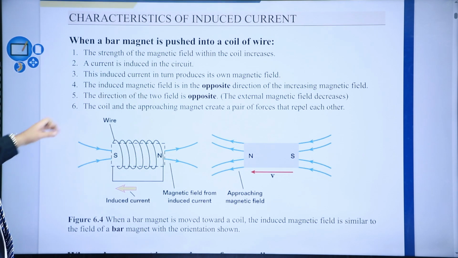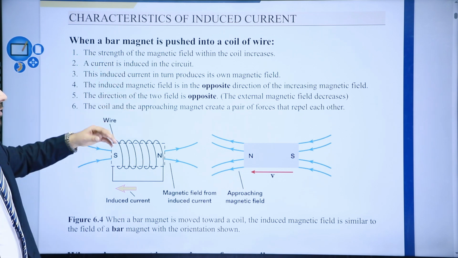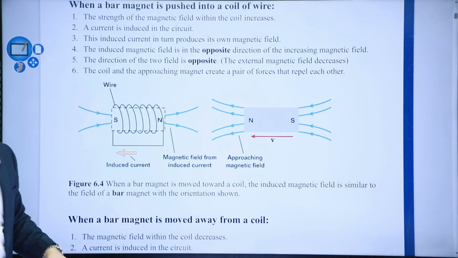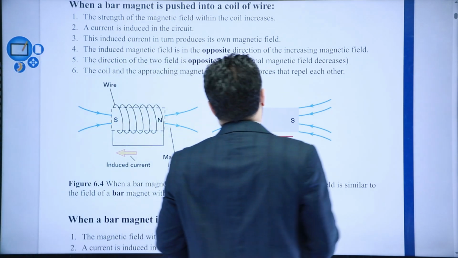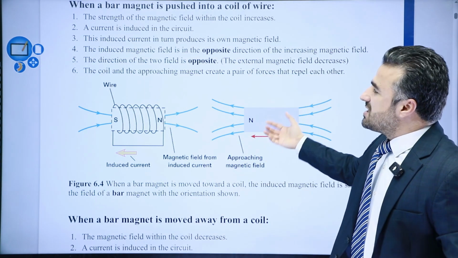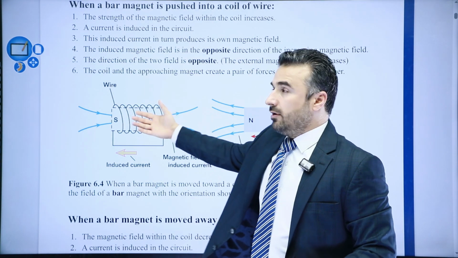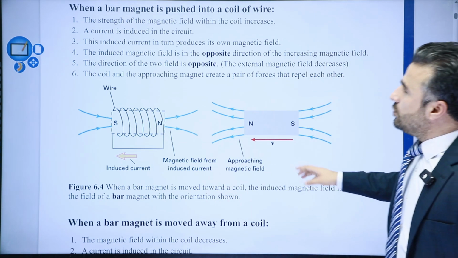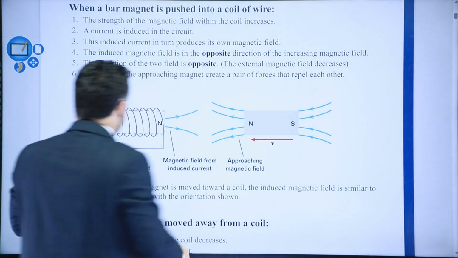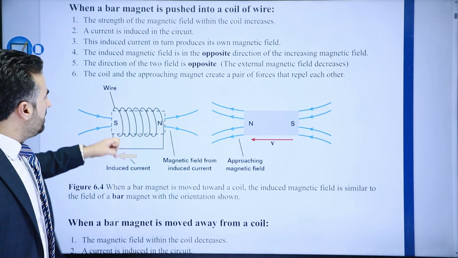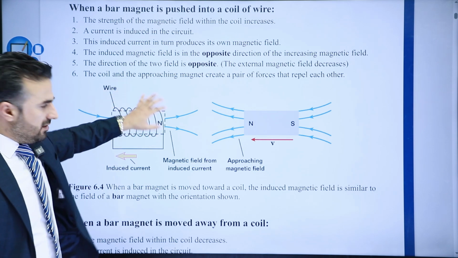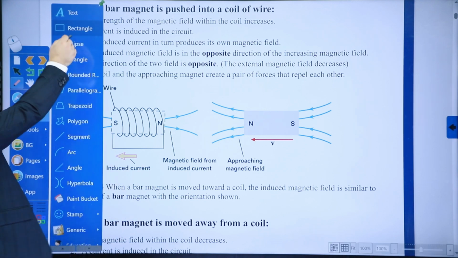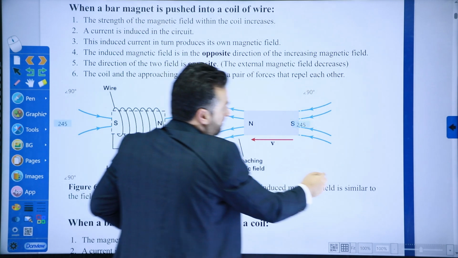We'll say, when a bar magnet is pushed into a coil of wire, the strength of the magnetic field within the coil increases. Isn't that interesting? So how or why does that happen? Consider this magnet is brought closer to this coil right here. What exactly happens? The first thing is the strength of the magnetic field within the coil increases. You can see here, consider this without a magnet. So how about if I just cover this and redraw this so that you can see better.